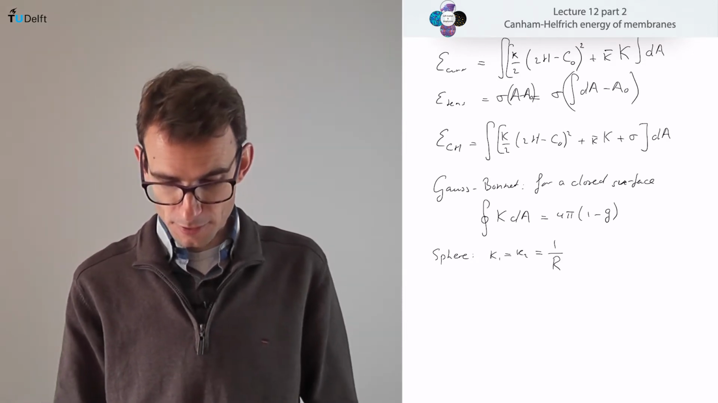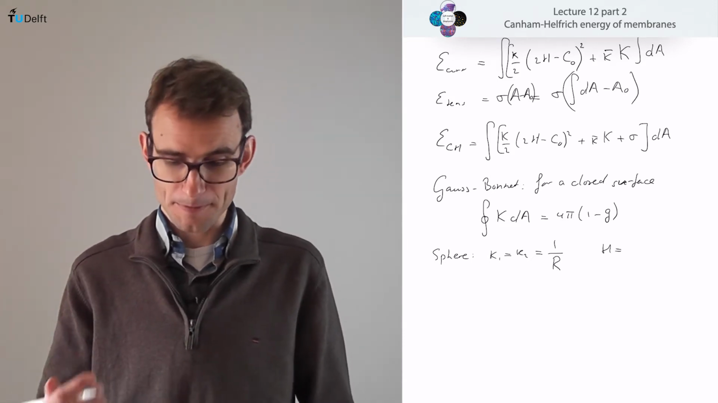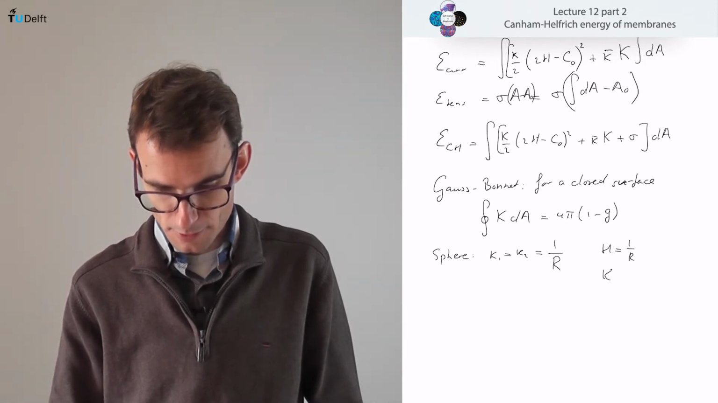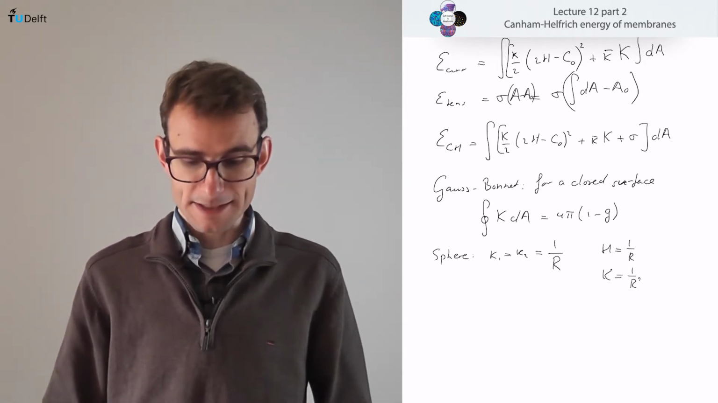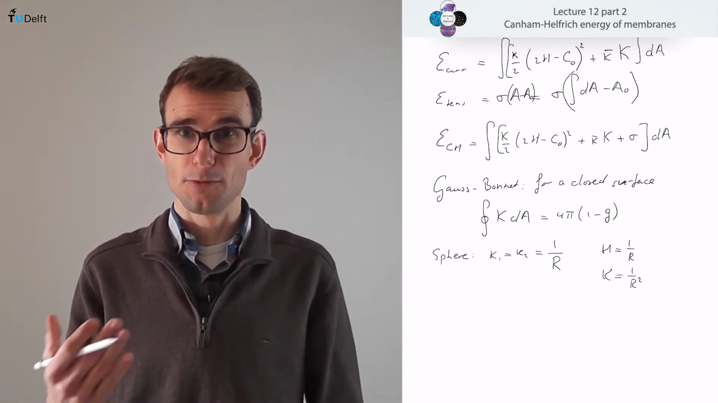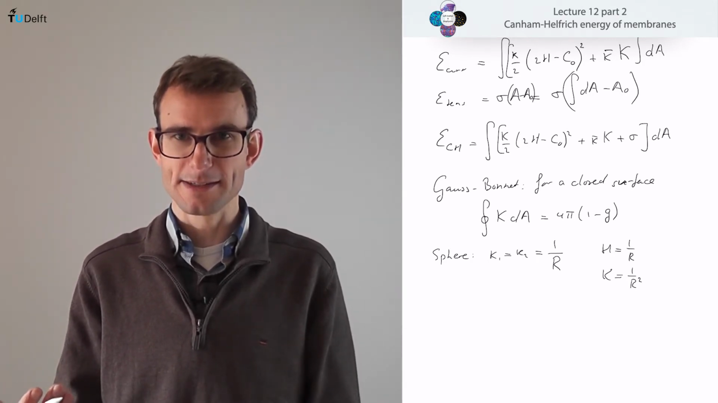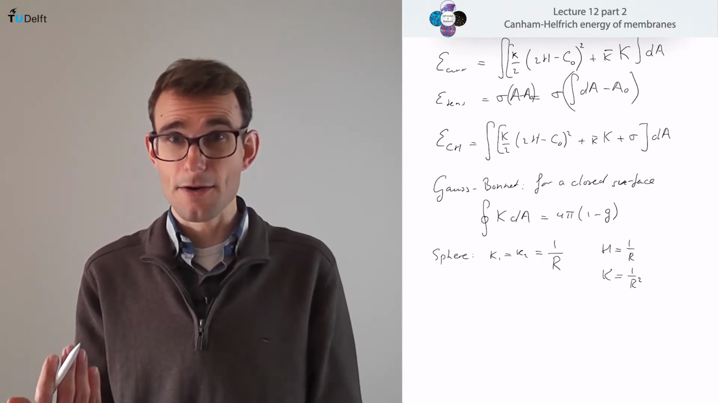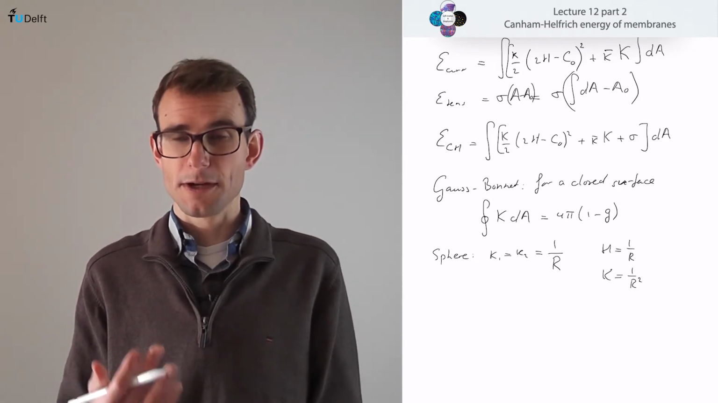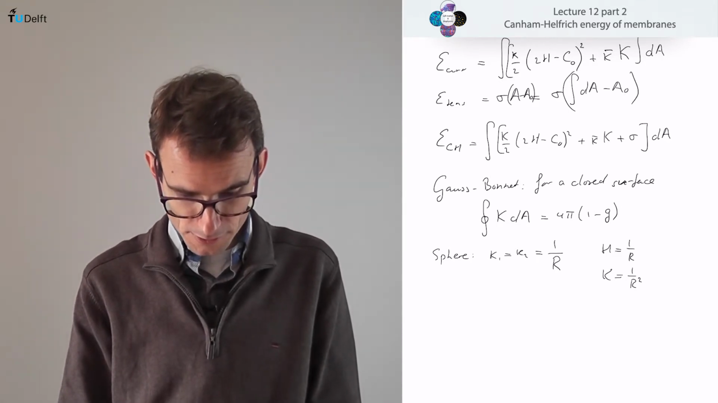And so the mean curvature will be, well, a half of kappa 1 plus kappa 2. That's just 1 over r. And the Gaussian curvature will be 1 over r squared. And you can see immediately now the previous statement, right? Because the area of a sphere is 4 pi times r squared. So if I integrate the Gaussian curvature over the area for a sphere, I need to get 4 pi.